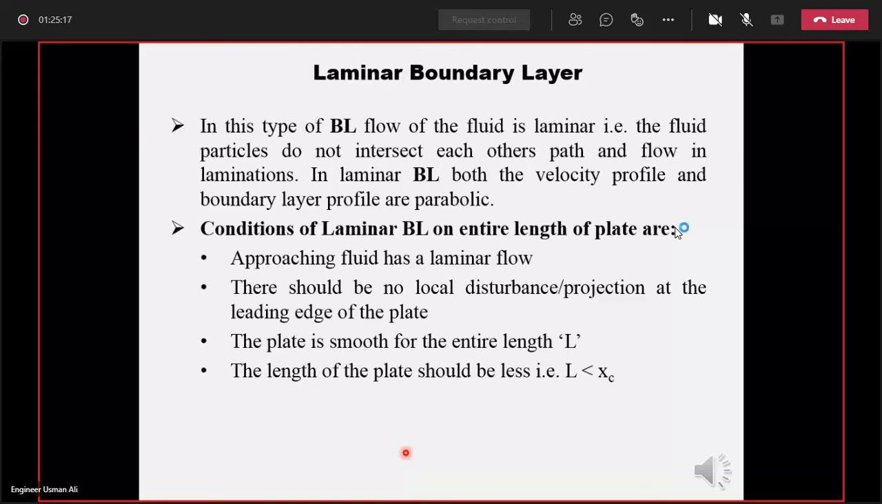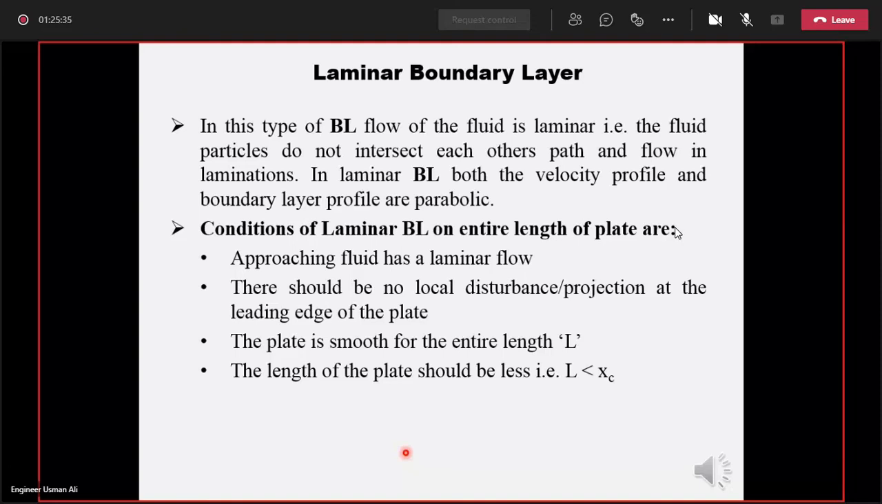In this type of boundary layer, flow of the fluid is laminar, that is fluid particles, they do not intersect each other's path and flow in lamination. In laminar boundary layer, both the velocity profile and the boundary layer profile are parabolic.